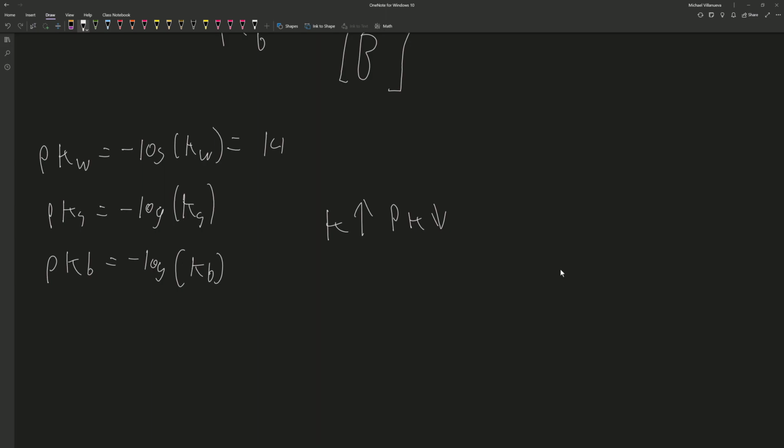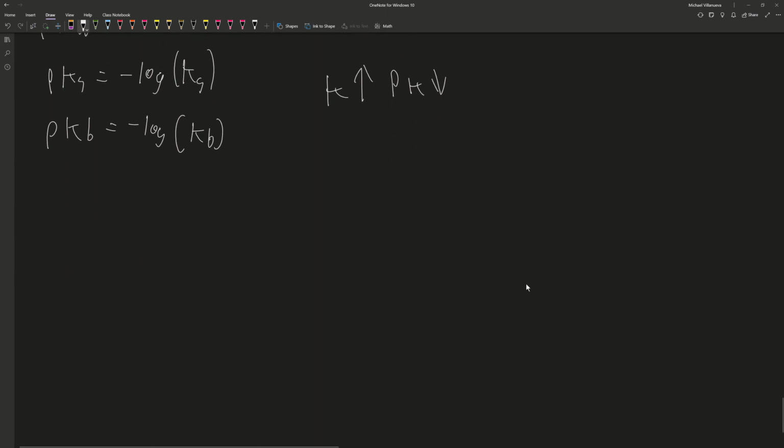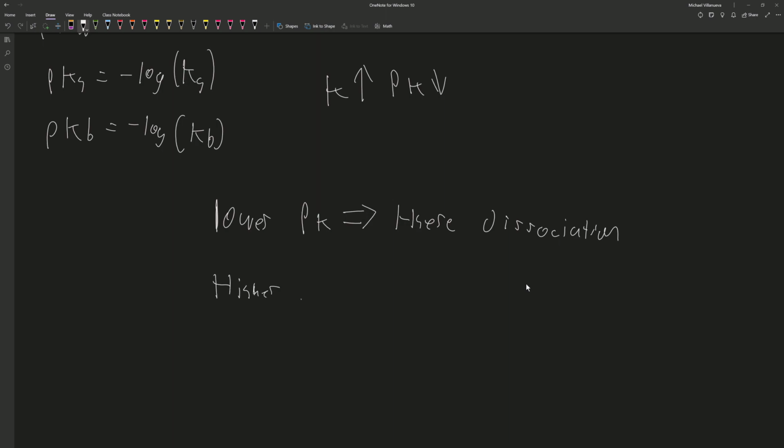This all goes into, what does this mean? Lower pK means higher dissociation. Higher pK means lower K, rather, means lower dissociation.